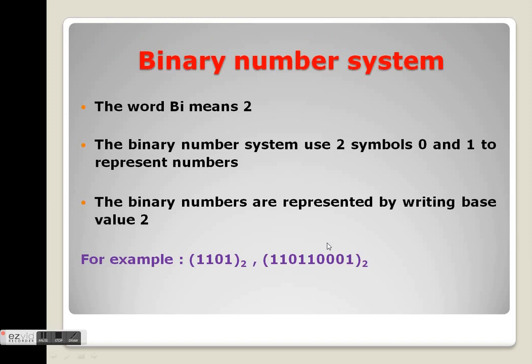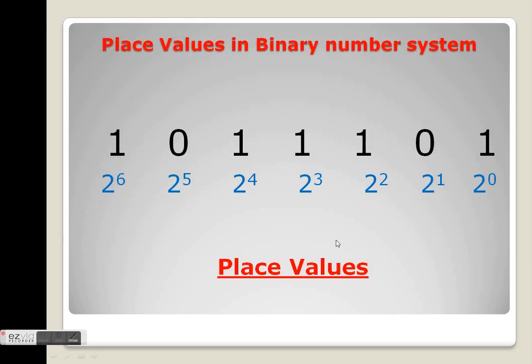In binary number system, we use two symbols 0 and 1 to represent any number. In this case, we write 2 along with the binary number to show that it is a binary number. The example of the binary numbers are visible on your screen. Students, let's now understand the place values in the binary number system.